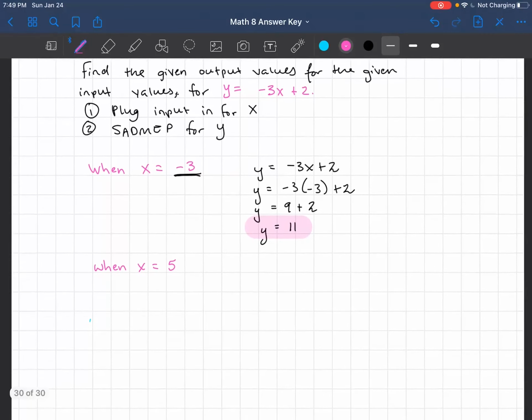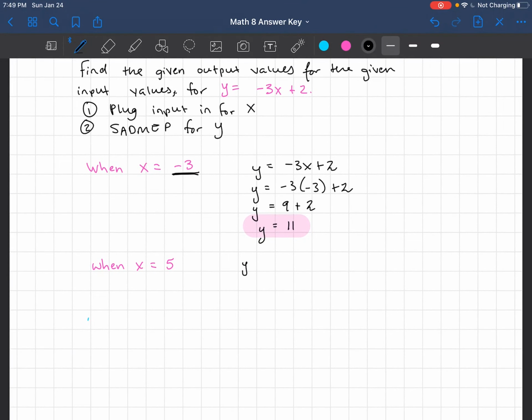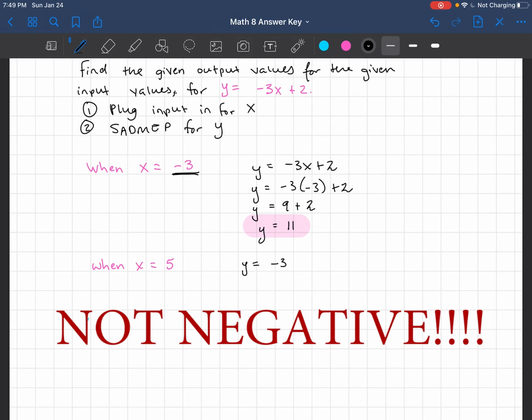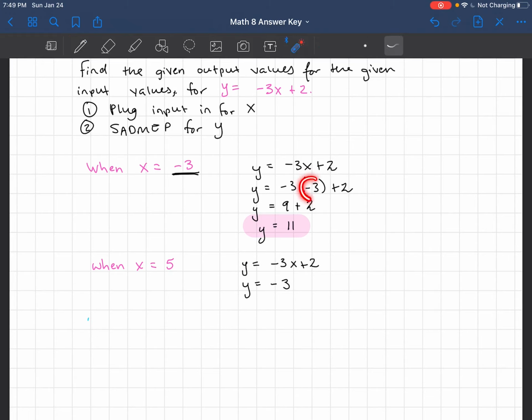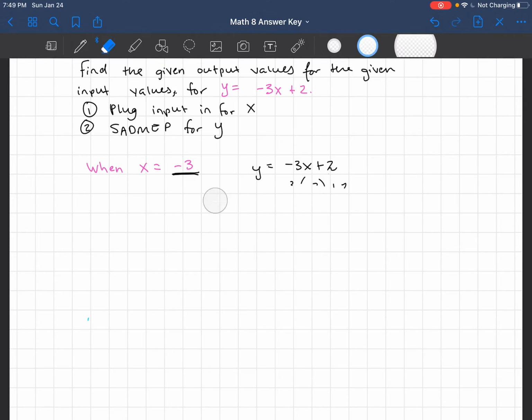So let's do another quick example. When x equals negative 5, we're just going to go ahead and plug in x equals negative 5 for every instance of x that we see in this original equation. So here, instead of writing negative 3 times negative 3 as we did up here, we're going to plug in y equals negative 3 times negative 5 plus 2. Okay, and then we're done.